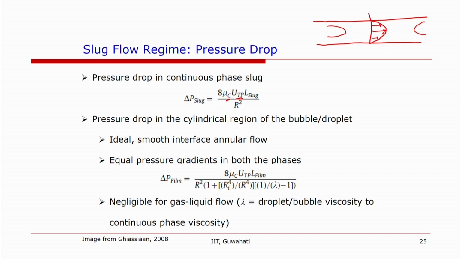Now for the pressure drop in the cylindrical region, one can assume an ideal smooth interface annular flow, which we will be discussing in a separate lecture. From that one can calculate the pressure drop in the film region, and that comes out to be this for high value of lambda, where lambda is the droplet or bubble viscosity to continuous phase viscosity. So this can be negligible for gas liquid phases.